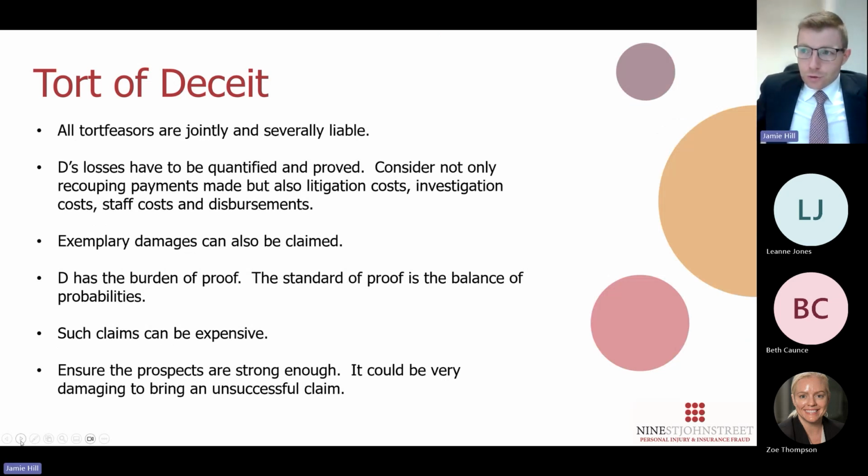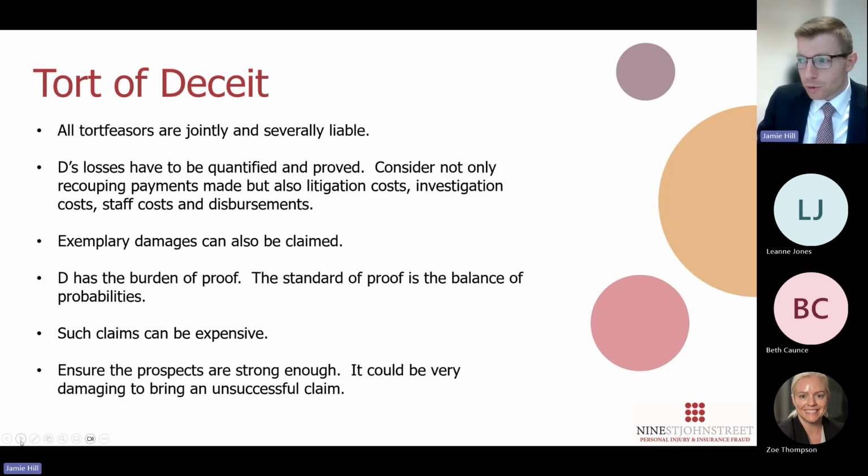Some further points on the tort of deceit. All tortfeasors are jointly and severally liable. So that is a very important thing to be aware of when considering bringing a claim such as this, particularly when there are multiple people. And as Zoe's already mentioned, often there are a number of parties. And if we can establish that a number of parties have been engaged in the tort of deceit and are liable, then as long as one of them has the means to satisfy the entirety of the judgment, that is going to be a very powerful thing indeed.